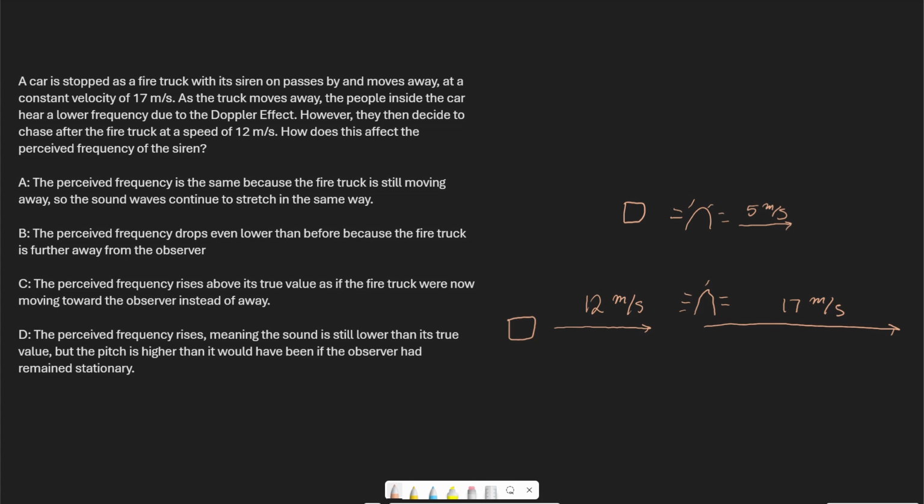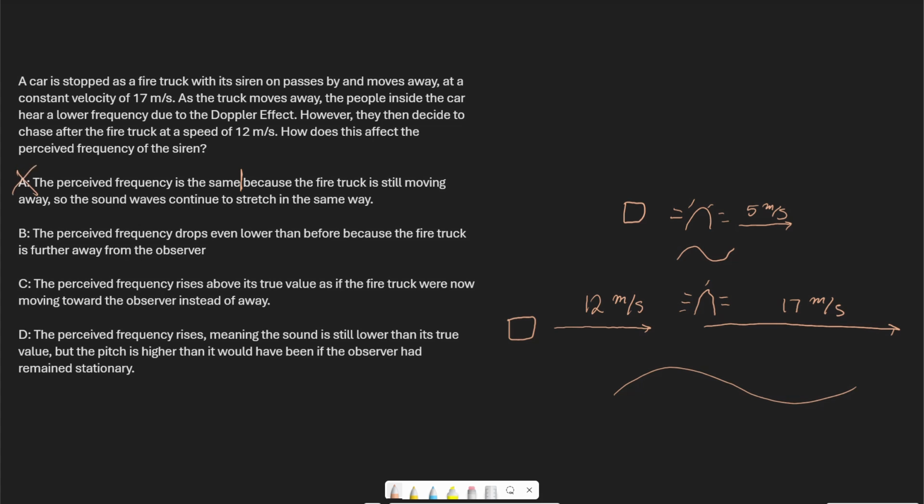So A says that the perceived frequency is the same because the fire truck is still moving away, so the sound waves continue to stretch in the same way. So this part of the answer choice is correct, because the fire truck is still moving away, that's true. The sound waves continue to stretch in the same way, that's true. But the frequency is not going to be the same. The perceived frequency is going to change, right? Here, when the velocity was 17, the waves were getting stretched a lot, right? Now, when the relative velocity between us is just 5, they're not going to be as stretched. So the perceived frequency is not going to be the same.